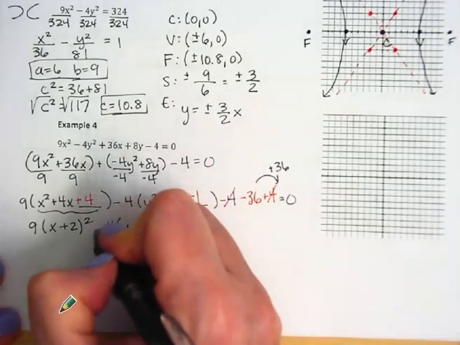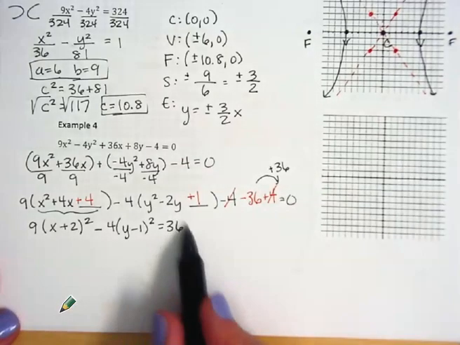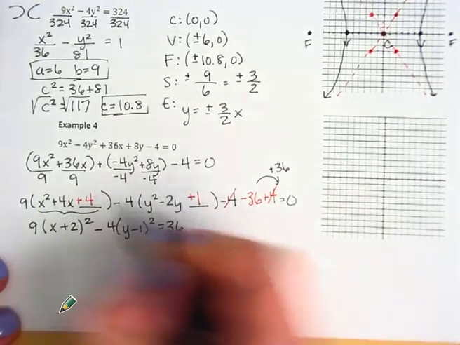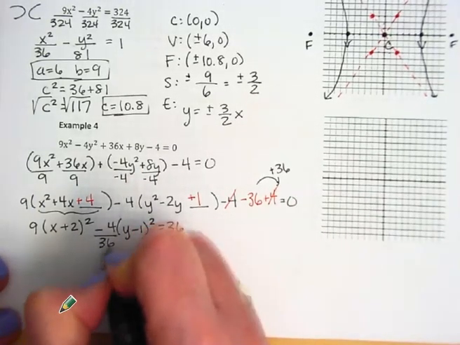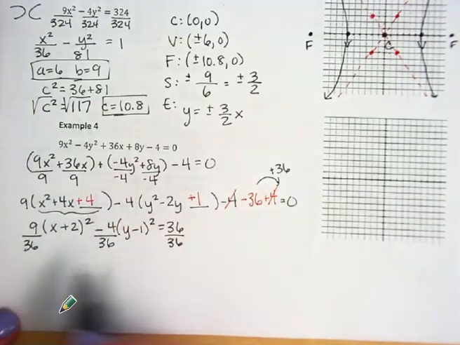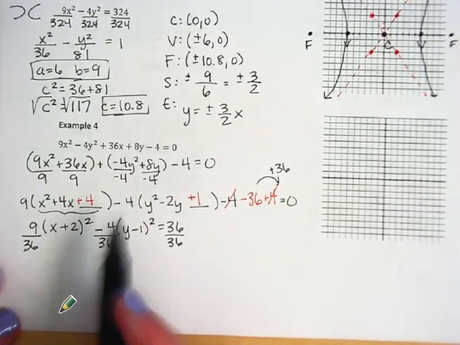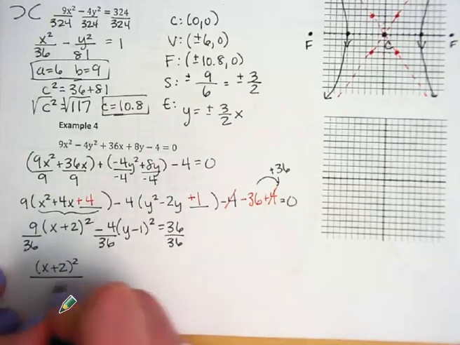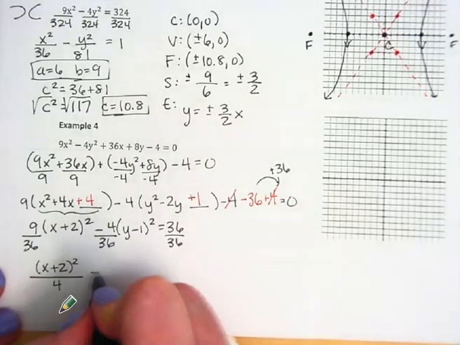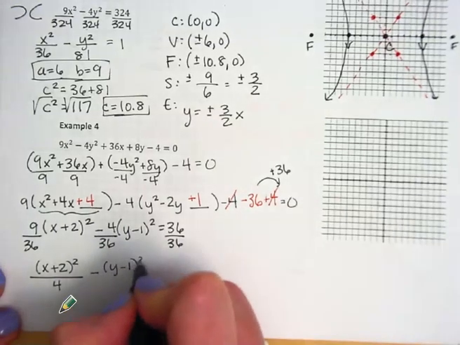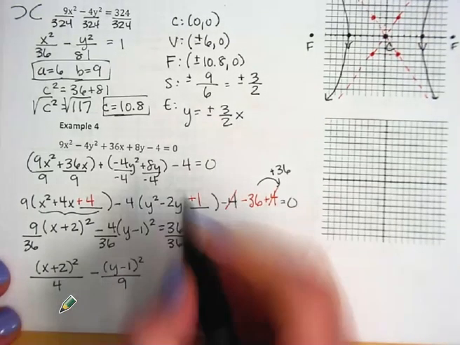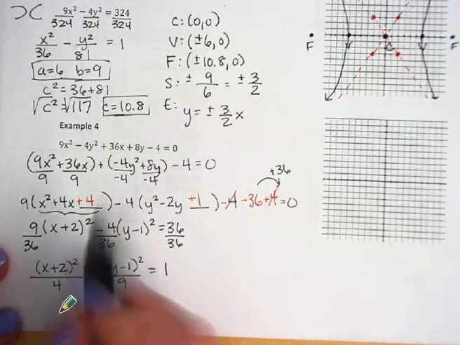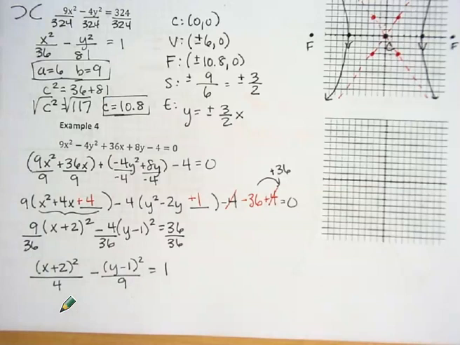All right, so we've completed the squares. The last thing we need is to make the right side equal to 1. So we're going to divide both sides by 36 and simplify these fractions. So 9 over 36 simplifies to 1/4. 4 over 36 simplifies to 1/9, and then we have 1. So here's my equation that I'm going to be graphing.